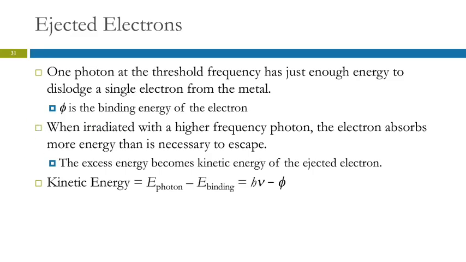If you irradiate the metal with higher frequency photons, the electron is going to absorb all the energy of the photon. It's going to have enough to escape the binding energy, and it's going to have extra energy.